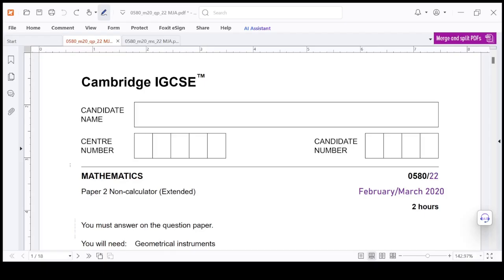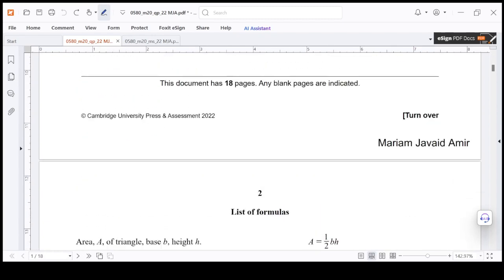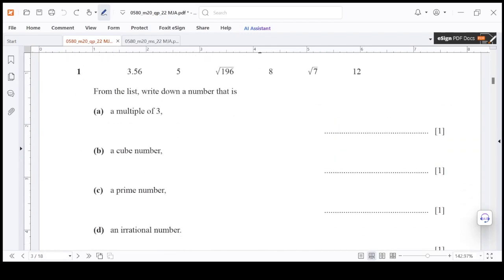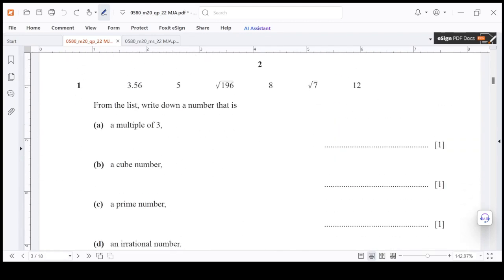Alright, hello everybody. Today we're solving this paper. It's February-March 2020, paper 2-2. I've edited this paper to make it compatible with Syllabus 2025. That means it's a 100 marks paper and calculator cannot be used throughout this paper. Okay, formula sheet is given. And we start the first question.